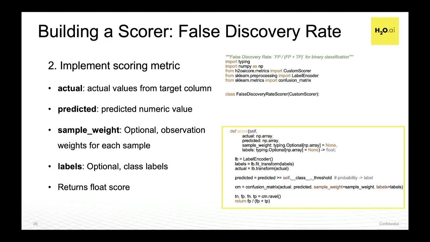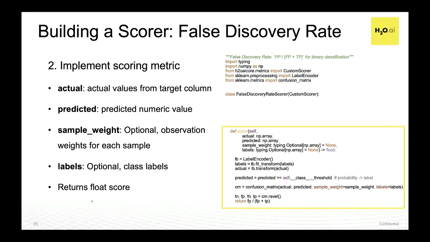The sample weight is optional, but Driverless AI has a way, when you run experiments, to say some rows are more important than others. The sample weight gives you your key on which rows are more important. That's going to be whatever column the user of Driverless AI said was the sample weight column. And then labels are for our classification problem, so they just tell us how to label the data. What this function is going to do is return some sort of float score. It will be a number that we're trying to optimize to be high or low, and we're going to tell it that next.